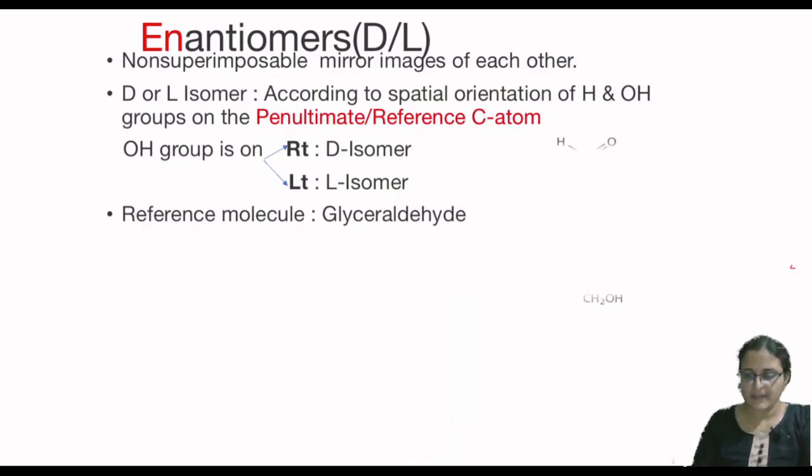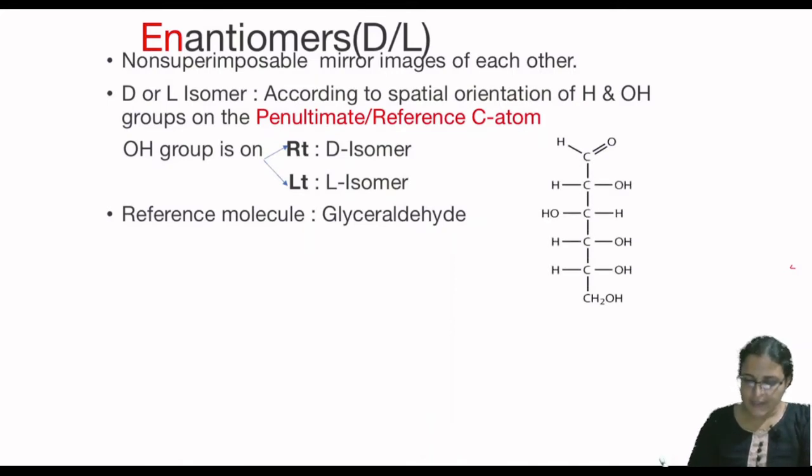So what is a penultimate or reference carbon atom? This is the structure of glucose. This is the last chiral carbon atom and it is called the reference carbon atom. If the hydroxyl group is on the right side, it is a D isomer, and if it is on the left side, it is called the L isomer.